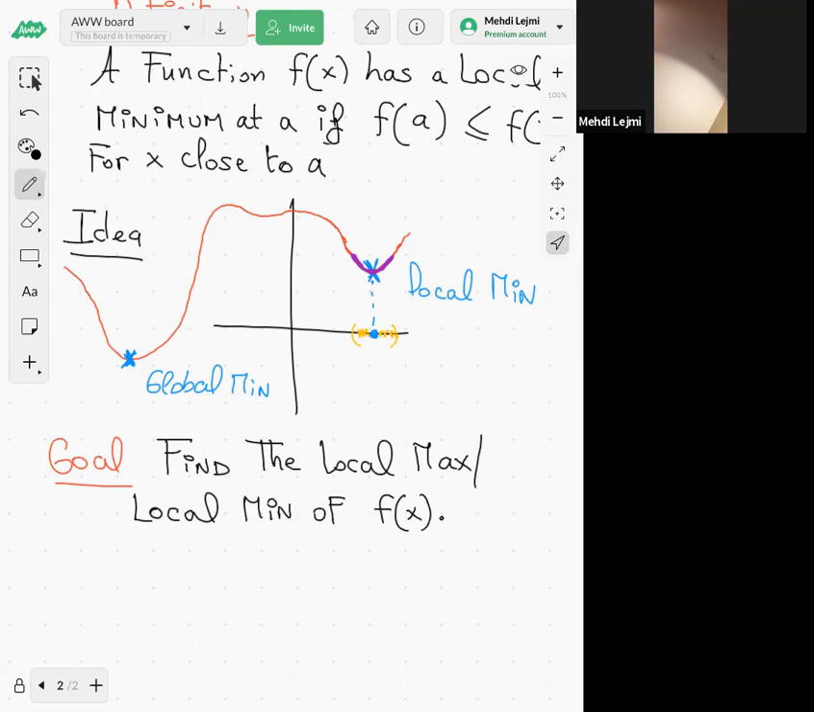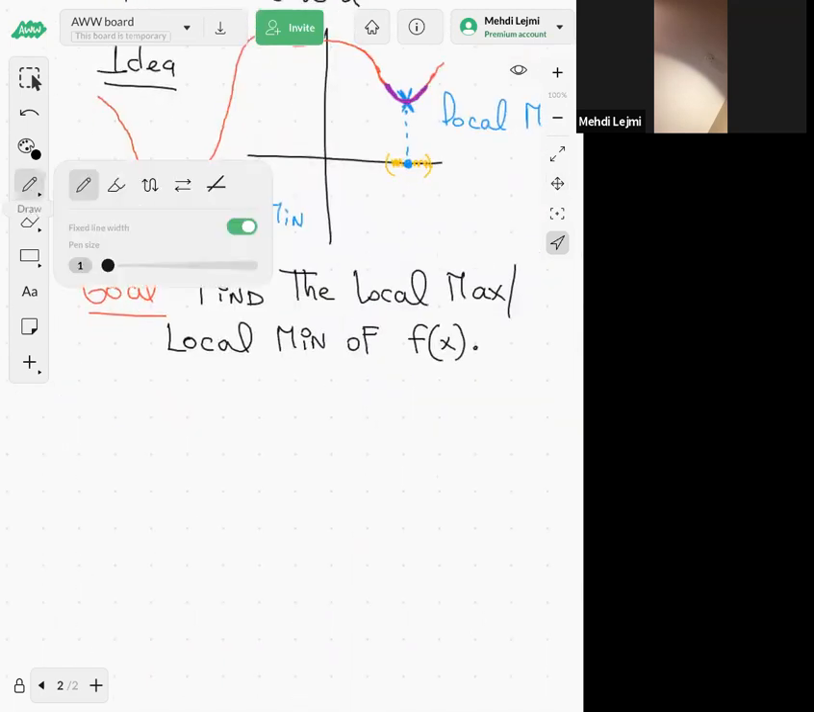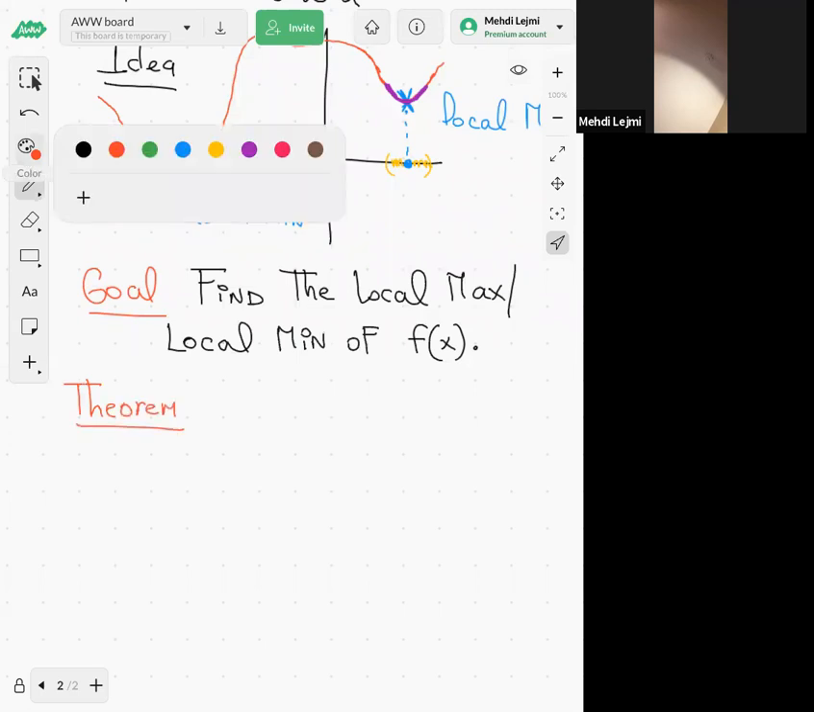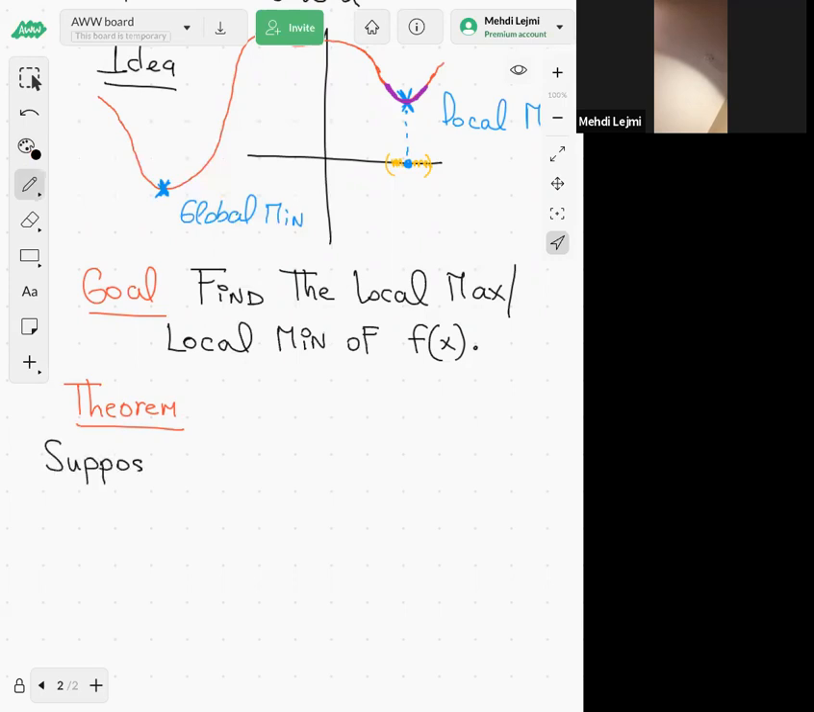Well, we actually have the following theorem. We're going to use the theorem to find the local maximum and the local minimum. So the theorem says the following. Suppose that we have a function f. Suppose that f is differentiable at a.